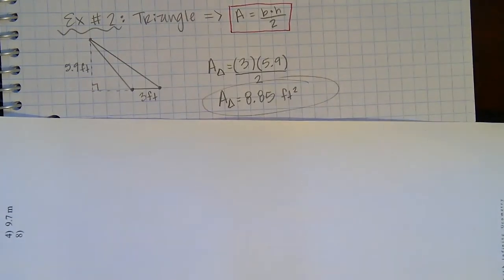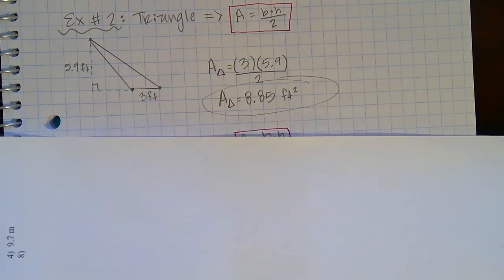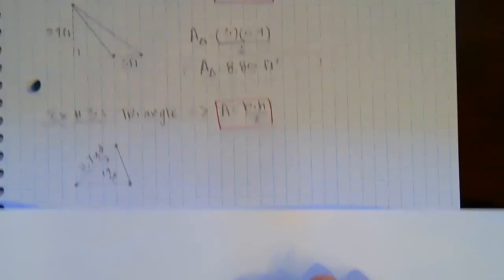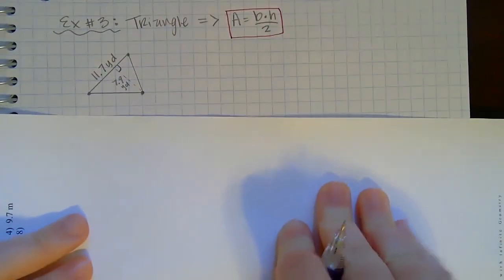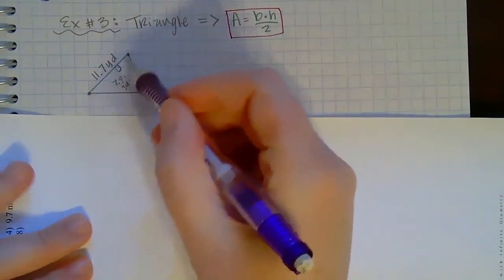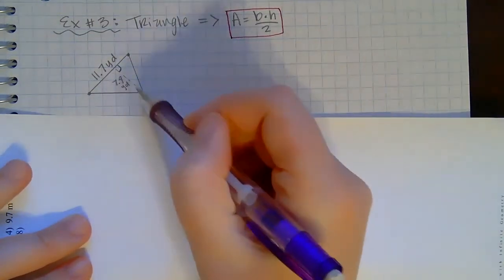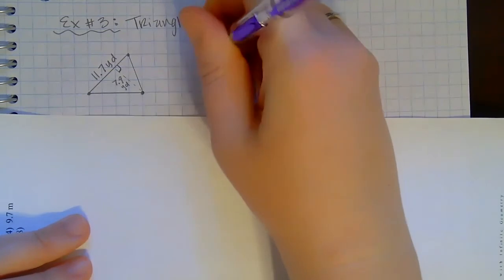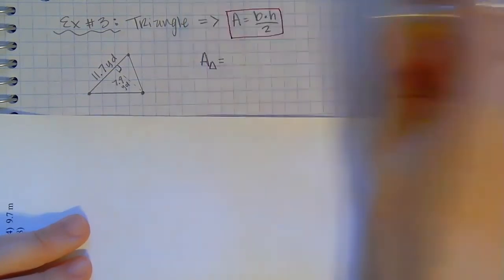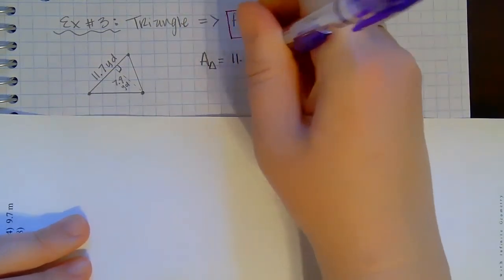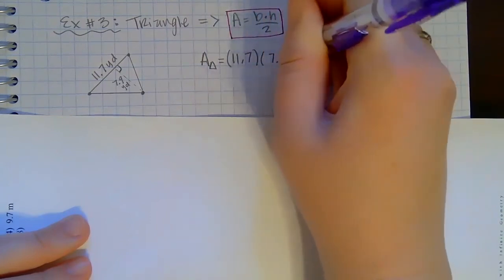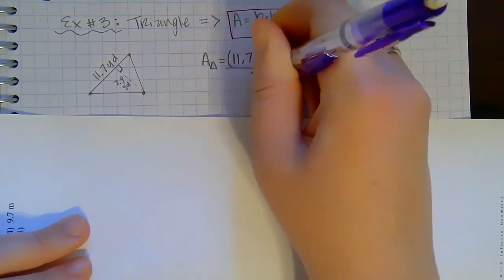All right, let's look at a different triangle just so you can see that they're the same. Notice this triangle looks different. Doesn't matter. Remember, base and height always make a right angle. If you look here, this side and this drawn-in piece make a right angle. That means those are the base and the height. It doesn't matter what it looks like. So base would be my 11.7 and the height would be my 7.9, divided by 2.